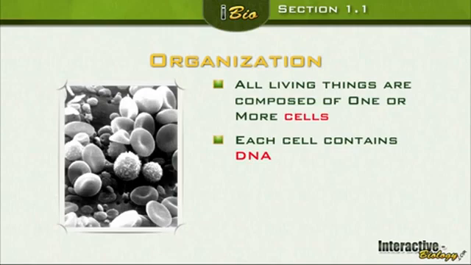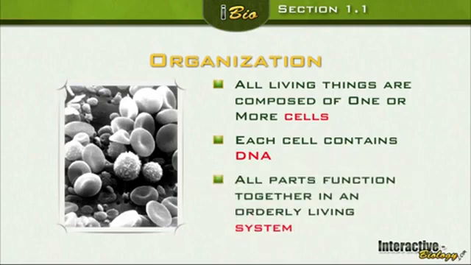All right, let's continue. So, all living things are composed of one or more cells. Each cell contains DNA, and all parts, this is very important, all parts function together in an orderly living system. Sweet. So, we know that the flame was not a living thing because it's not orderly, it's not composed of cells, it does not have DNA, it's not alive. It's that simple. If you have all 4 characteristics, but you don't have one, you are not alive.